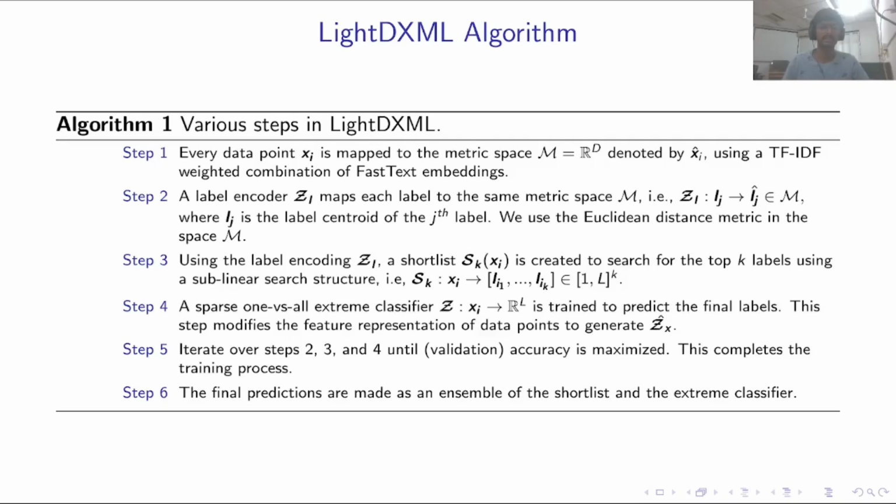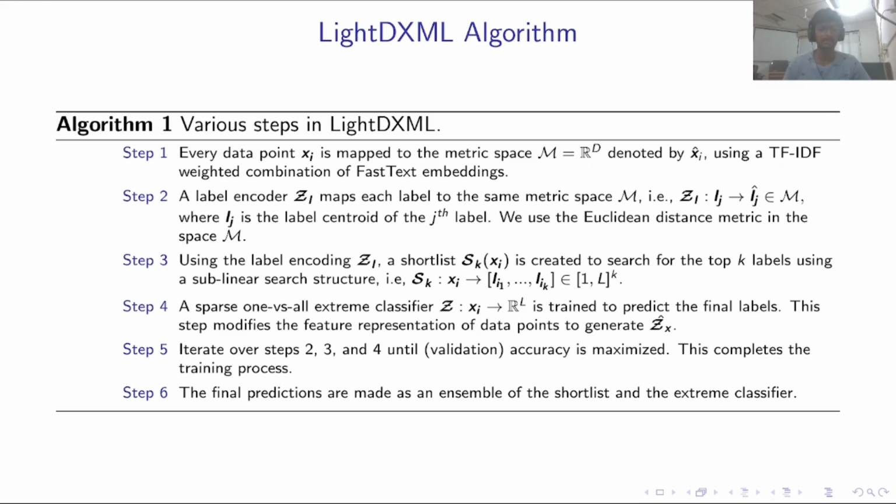So this is the algorithm for LightDXML, which involves the following steps. In step 1, we map each feature to a metric space using a weighted combination of embeddings. In the second step, we map each label to the same metric space using a label encoder. A shortlist is then created based on these label encodings to allow finding the top k closest labels. A final classifier is then trained using this shortlist and the feature representations.